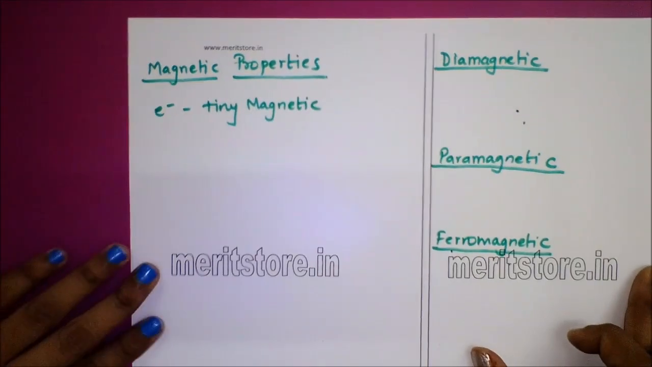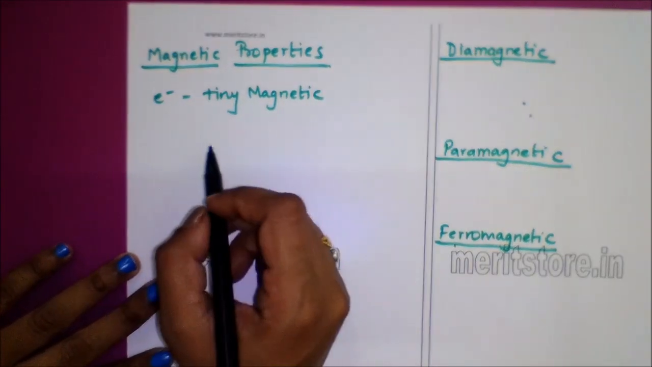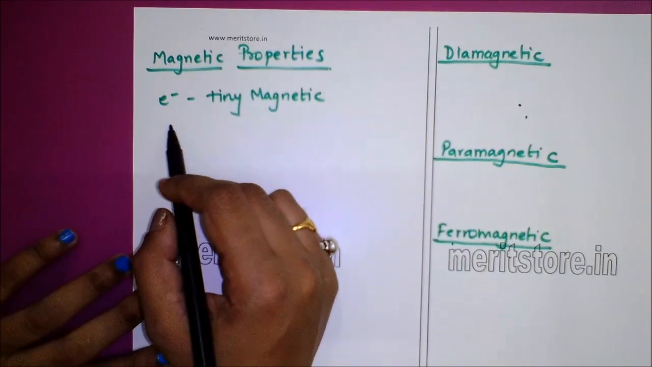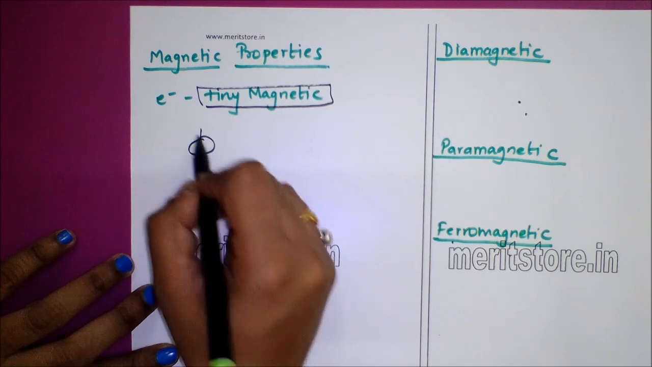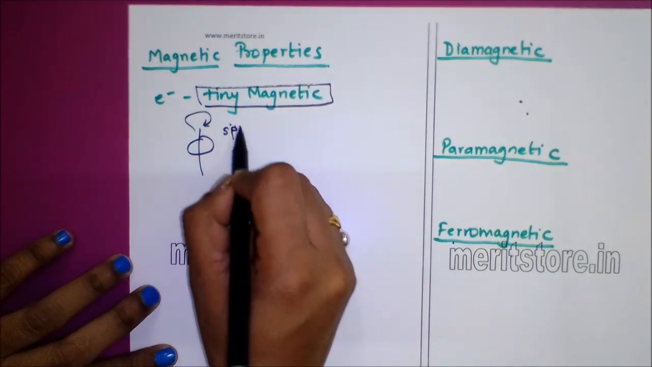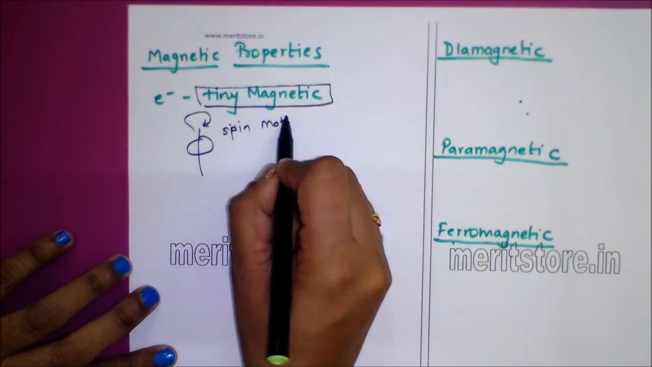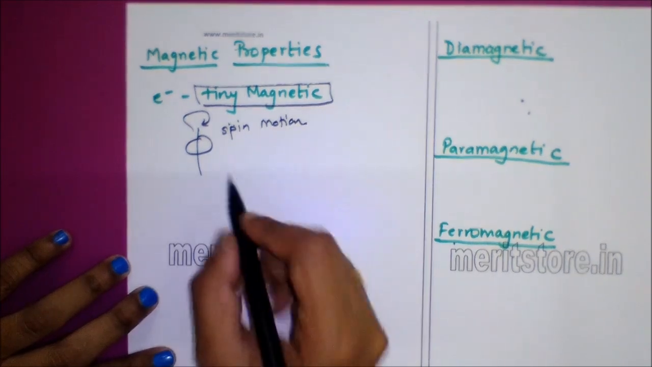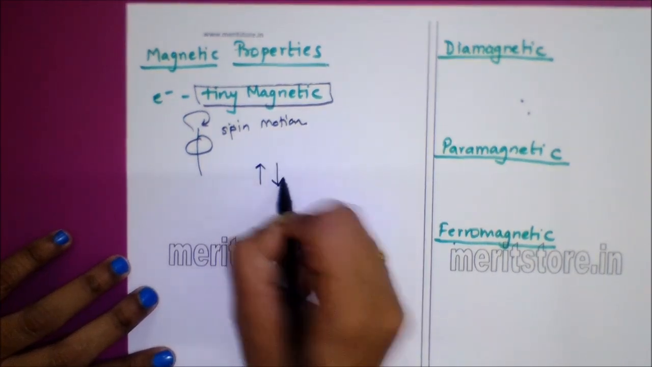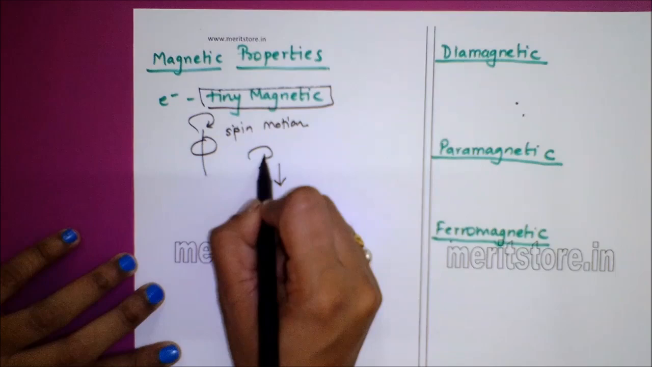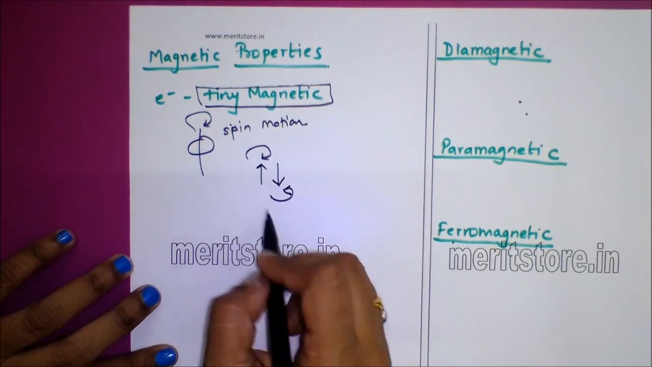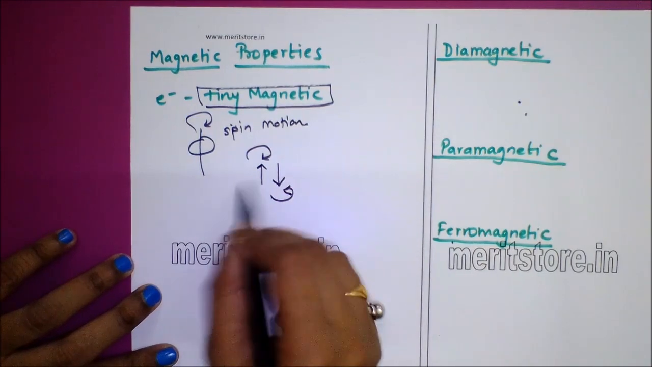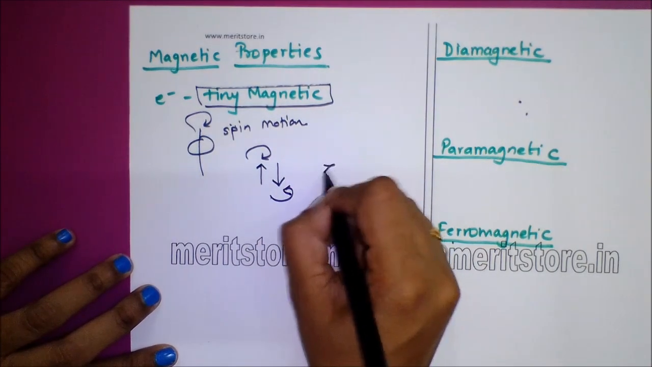The next property that we'll be discussing is the magnetic property. Electrons in the substance act like a tiny magnet. They have their own spin motion, and this spin motion gives rise to the magnetic property of the substance. If the electrons are paired up in the substance, then one electron moves in a clockwise direction and one in an anti-clockwise direction, so they cancel the spin of each other. The magnetic property of the substance will be 0.